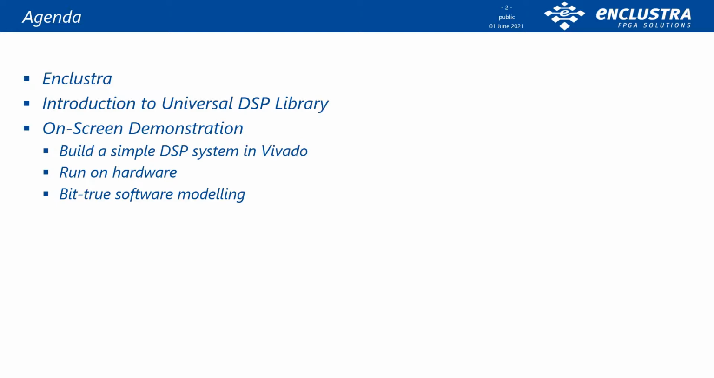So, in this presentation I will briefly say who Enclustra are and what we do, and then I'll introduce our new DSP library for FPGAs. And I'll spend most of the presentation doing an on-screen demonstration where we'll build a simple DSP system in Vivado, we'll run it on hardware, and at the end we'll look a bit at how to model that system in software.